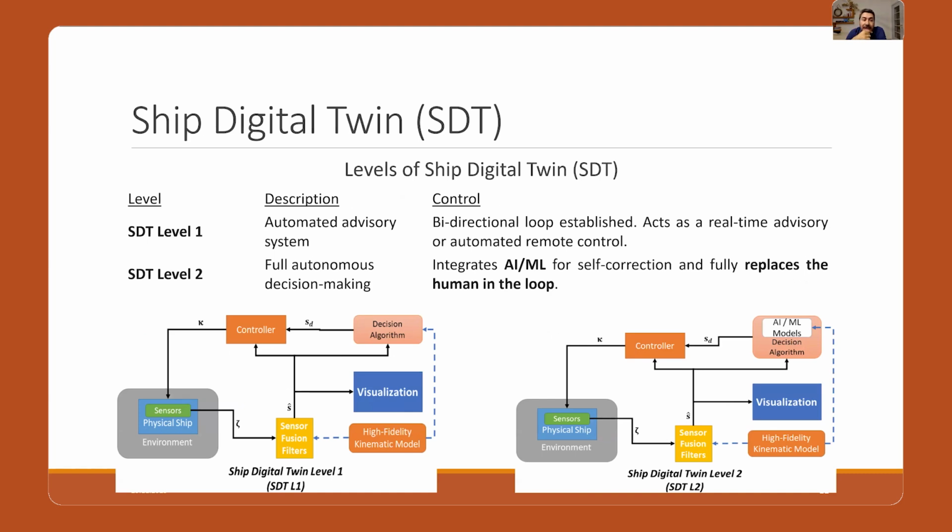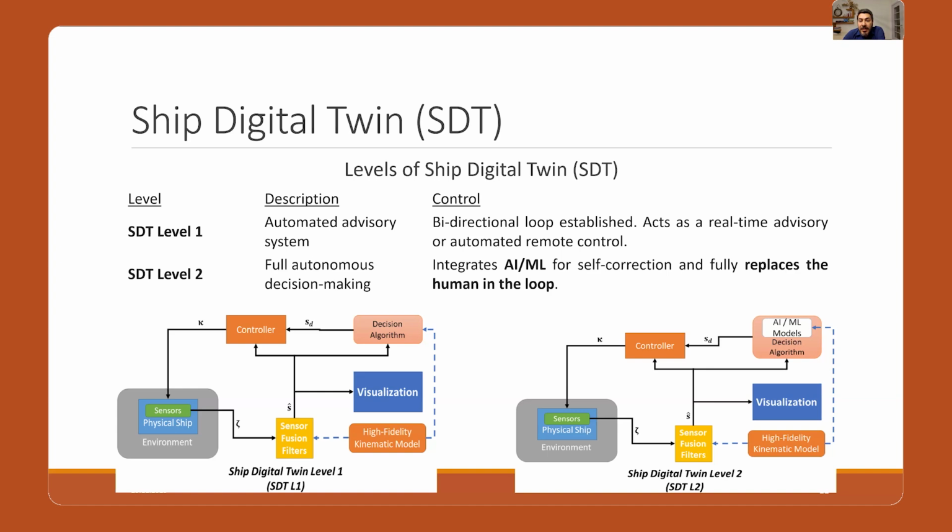The first level of SDT, ship digital twin, is the automated advisory system. A bidirectional loop is established here, and the level 1 SDT acts as a real-time advisory or automated remote control. To achieve SDT level 2, we have to integrate artificial intelligence or machine learning algorithms for self-correction, and it will fully replace the human in the loop. Let me explain these to you. The first level is at the left-hand side. The second level is at the right-hand side.